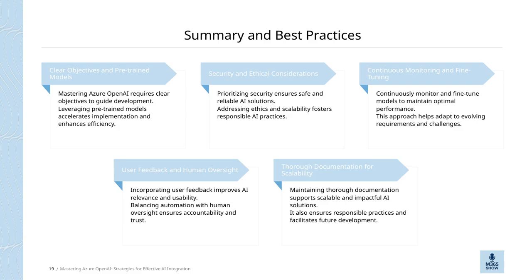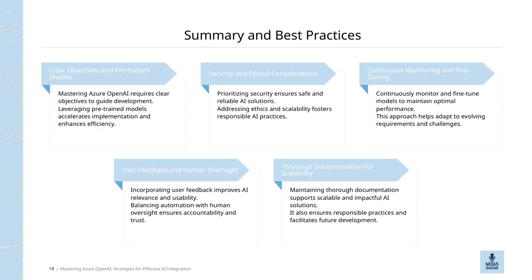Maintaining thorough documentation is essential for building scalable and impactful AI solutions. When we document our processes, models, and decisions clearly, it becomes much easier to expand and improve our AI systems over time. Plus, thorough documentation helps ensure we're following responsible practices, which is crucial in maintaining trust and integrity. It also makes future development smoother, as new team members can quickly get up to speed and contribute effectively.